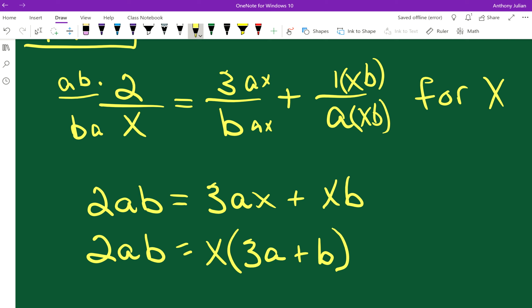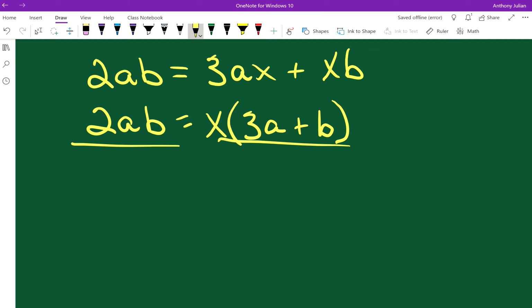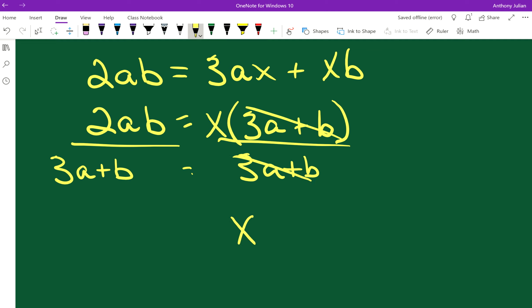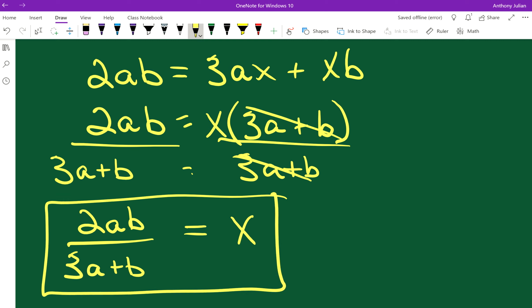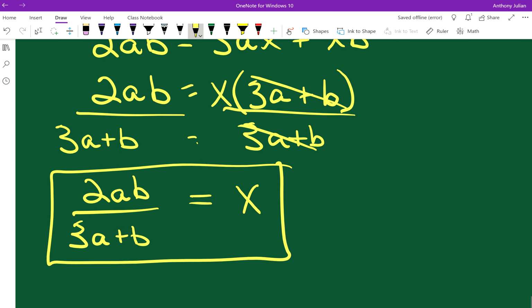And now all I have to do here is divide both sides by 3a plus b. The 3a plus b's cancel out, so I've got x, which is going to equal 2ab over 3a plus b, and that is our solution. We solve for x. I can't do any kind of factoring and canceling or anything of the sort.